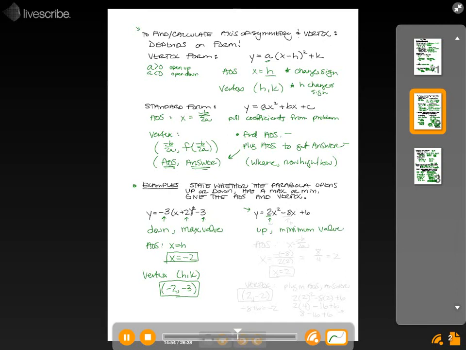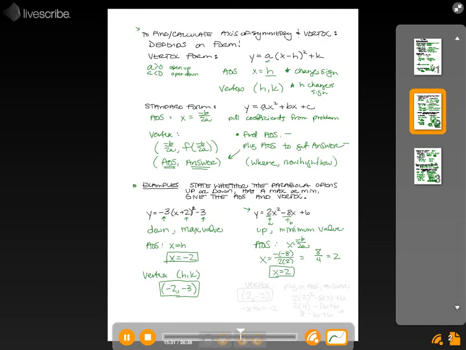The second thing we need to do is find the axis of symmetry, and we use the formula negative b over 2a. So we need to figure out what b is. In this case, b is negative 8, and a is 2. So we're going to plug those into our formula. x equals the opposite of negative 8, over 2 times a. And a in this case is 2. So this ends up becoming 8 over 4, which is 2. So our axis of symmetry is x equals 2.